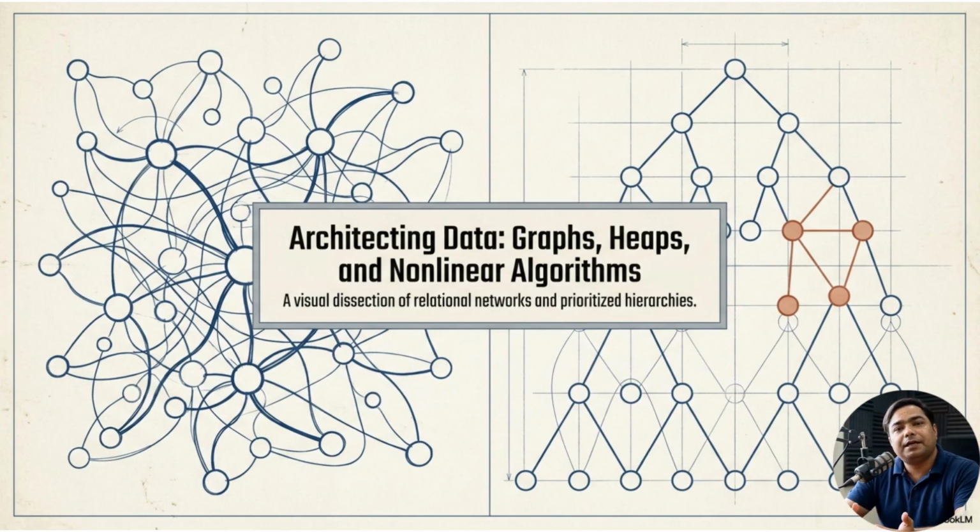Graphs help us represent relationships. A graph can show how cities are connected by roads, how people are connected in a social network, or how computers communicate in a network. Heaps help us organize data based on priority. For example, in a hospital emergency system, patients with more serious conditions should be treated first. In computer science, we can use heaps to quickly find the highest priority or lowest priority item.